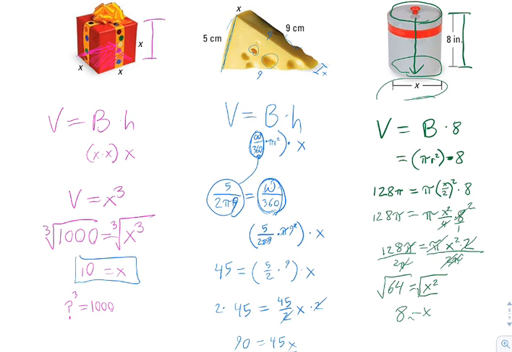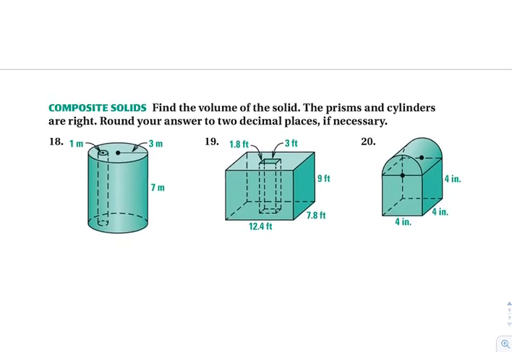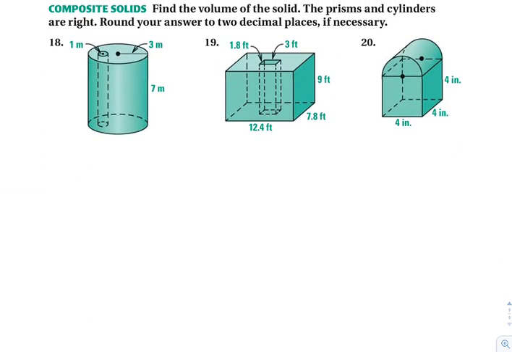Okay, so last ones, we've got composite shapes here. Now, you've got a couple different ways to do this. One way is I could say, oh, you know what? I've got the volume of a big cylinder, and I'm going to take away the volume of a little cylinder.